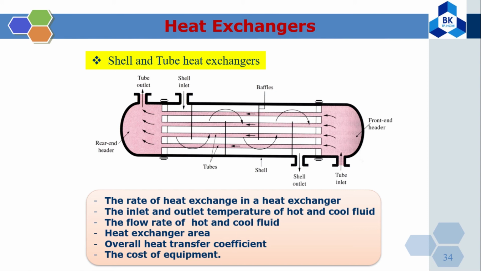The rate of heat exchange in the heat exchanger, the inlet and outlet temperature of the hot and cold fluid, the flow rate of the hot and cold fluid, heat exchanger area, overall heat transfer coefficient, and the cost of the equipment. Those are all the parameters that you need to work out when you design a heat exchanger.